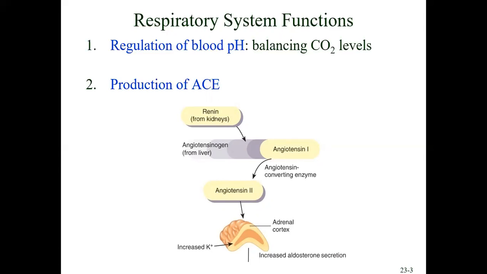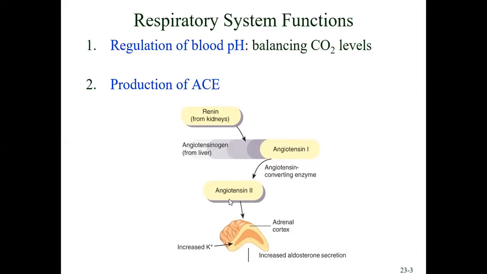Number two is production of a chemical called ACE. This stands for angiotensin converting enzyme. So in this little pathway here, which we'll look at in more detail when we get to the urinary system, this pathway begins with a hormone called renin that's produced from the kidneys. And this actually works like an enzyme to drive forward a chemical from the liver to produce angiotensin 1. And then angiotensin 1 is converted to angiotensin 2 by this chemical from the lungs called angiotensin converting enzyme.